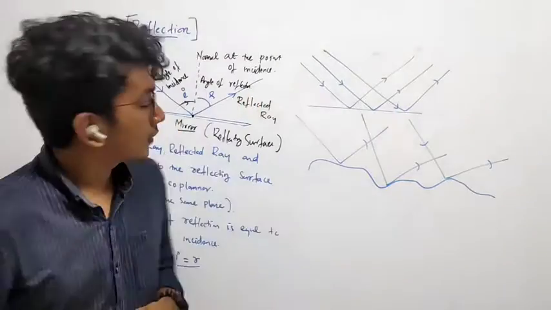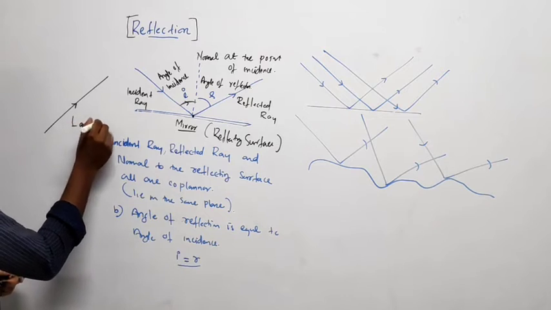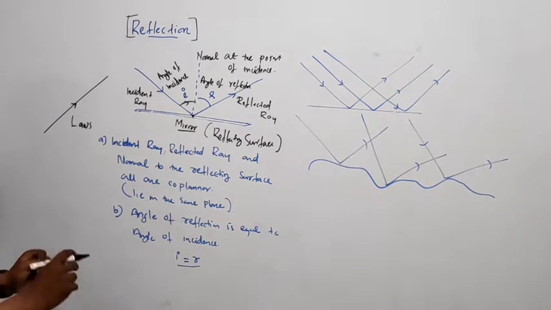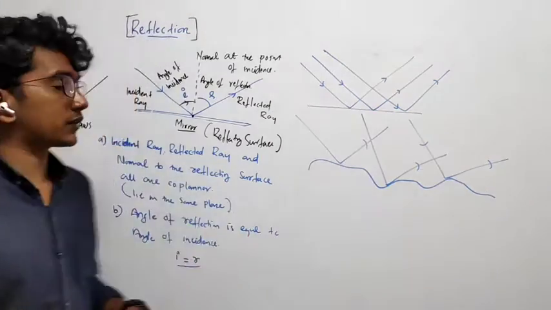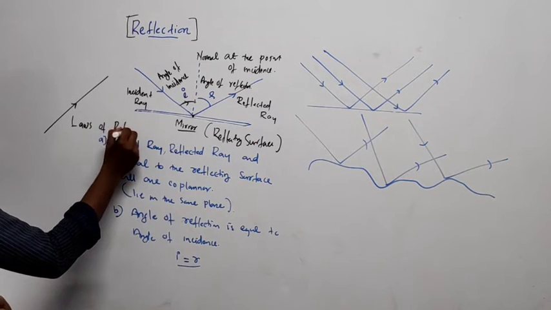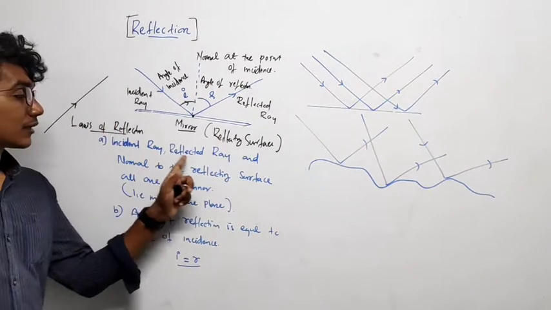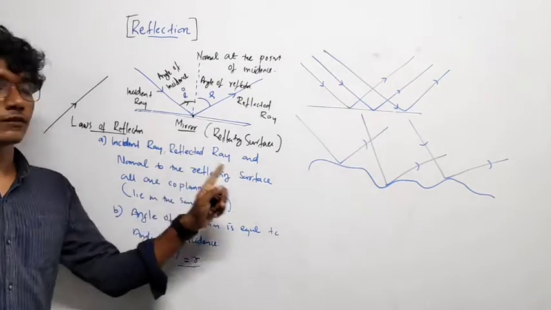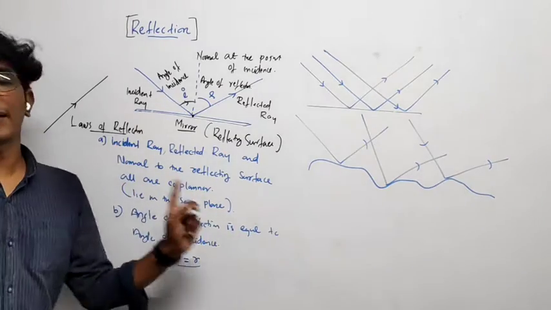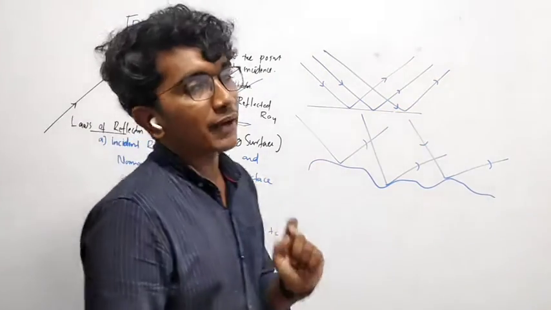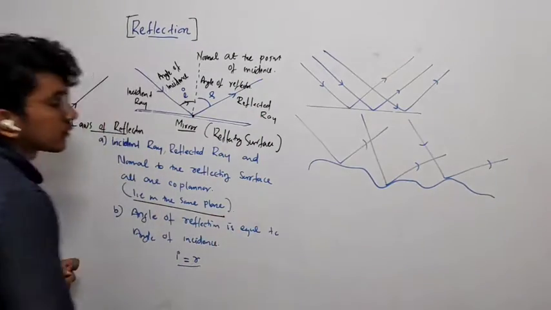Now there are some laws of reflection, and I know you must have studied these in class 10, but I would like to repeat them because you should be very clear about all these things. Laws of reflection. First law: the incident ray, the reflected ray, and the normal at the point of incidence, the normal to the reflecting surface, are coplanar, that is, all lie on the same plane.